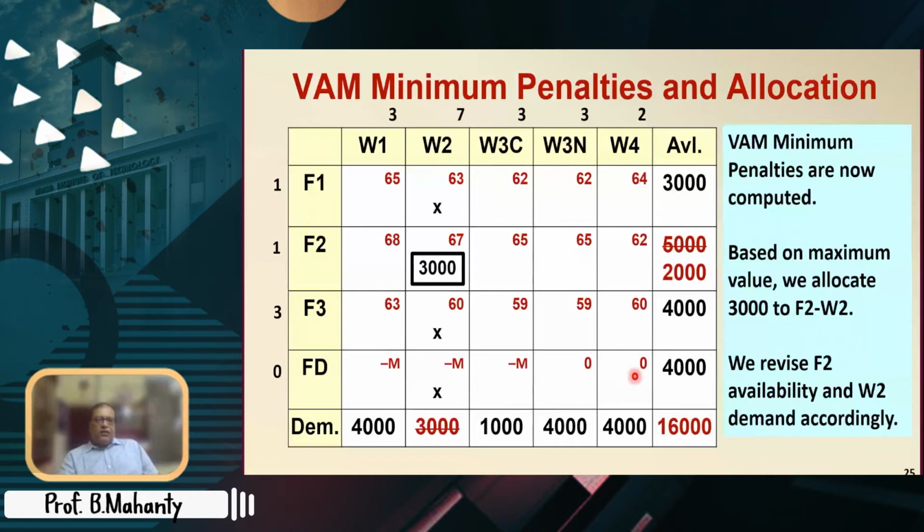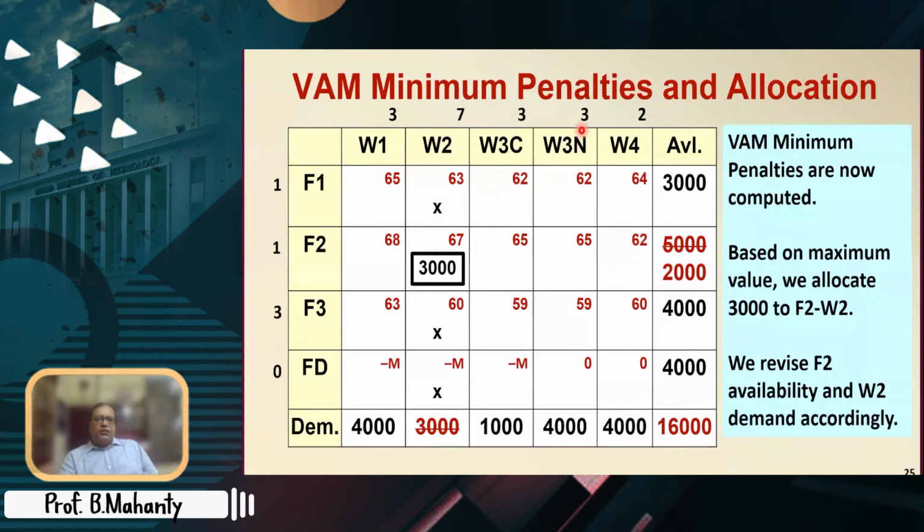Here it is 0 minus 0, so 0. Here it is 68 minus 65, 3. 67 minus 63, so that should be 4, not 7. Anyhow, that's a mistake, so it should be 4. And thereafter, 65 minus 62, it should be 3.